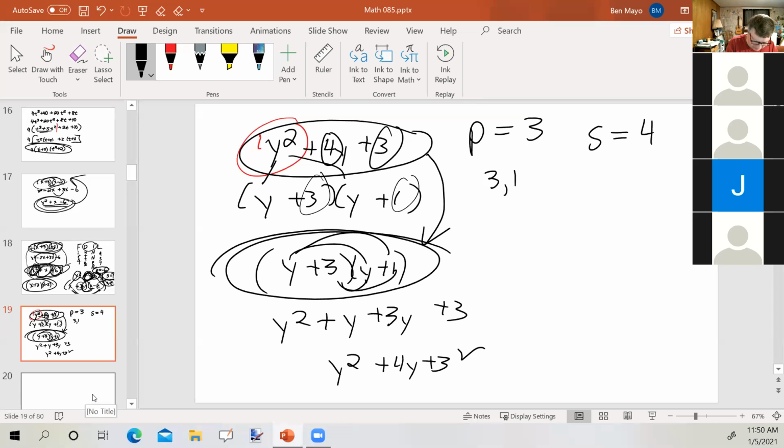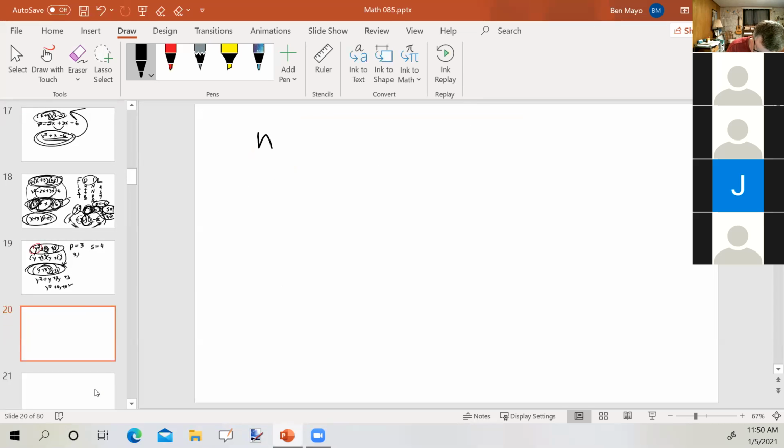Let's take a look at another example. n squared minus 7n plus 10. I also want to point out that this trinomial is in standard form, or descending powers of the variable: n squared, n to the first power, and no n at all. Okay. I also want to point out there's no greatest common factor that I could take out.